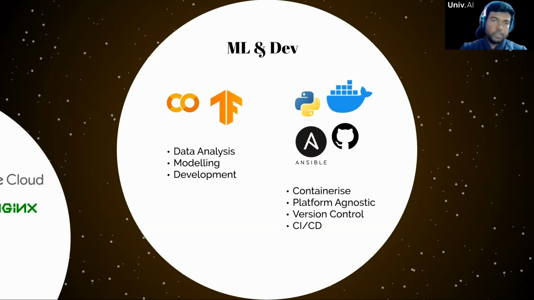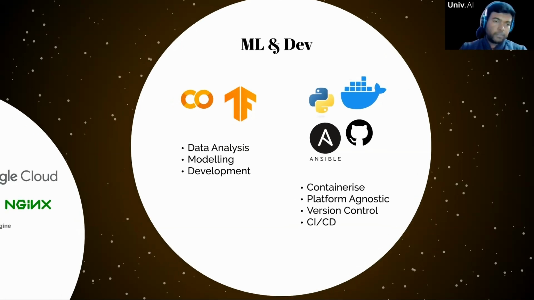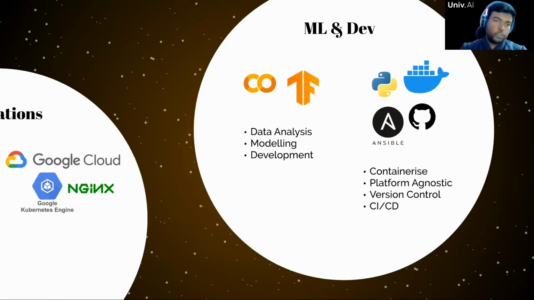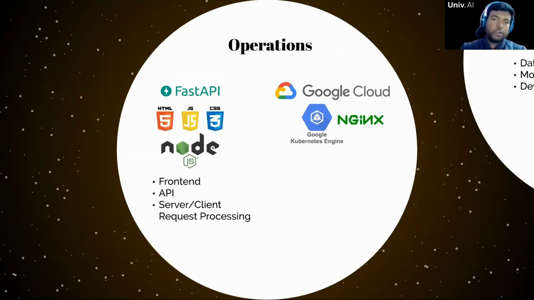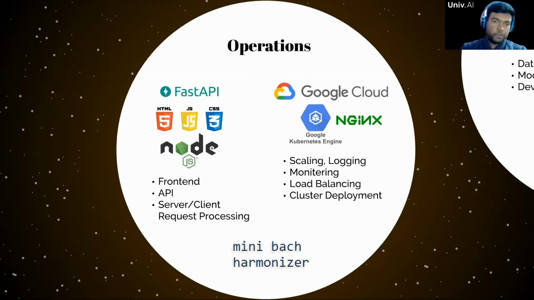source control. Now moving on to the ops side of things, we used FastAPI to provide a REST interface to our backend and Node.js and JavaScript as our frontend. The final model was deployed on Google Kubernetes Engine, and an Nginx server was used as our forward and reverse proxy between the outside world and our frontend. So that was the MLOps for you.